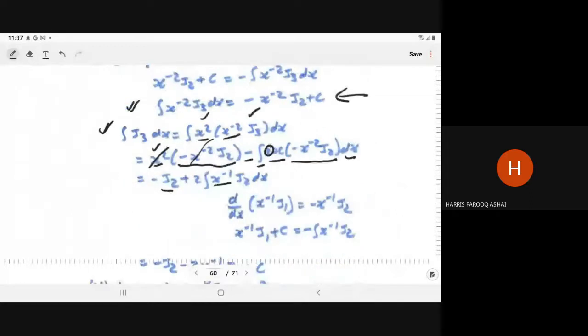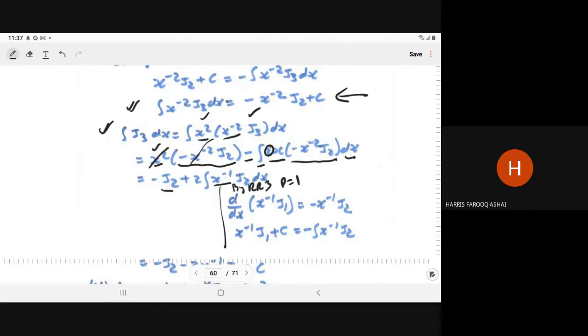by recurrence relation 3 we have d/dx of x to power minus 1 j1, means in that you just put p is equal to 1. In recurrence relation 3 you put p is equal to 1, so you will get d/dx of x to power minus 1 j1 is equal to minus x to power minus 1 j2.